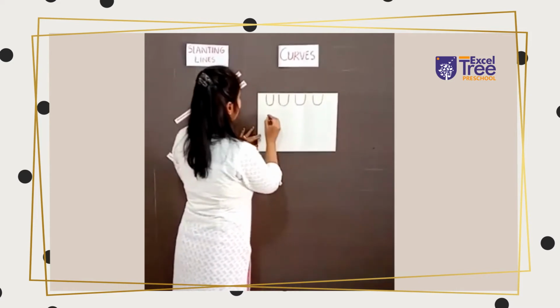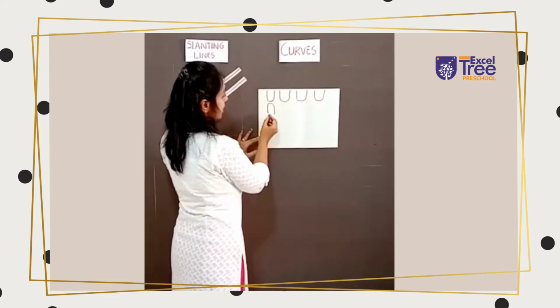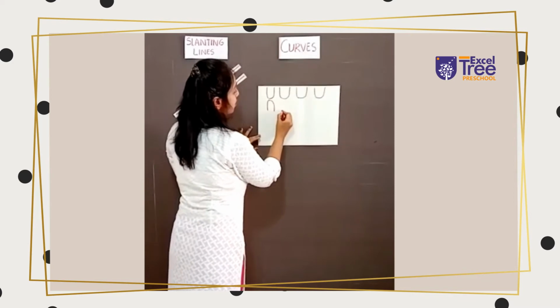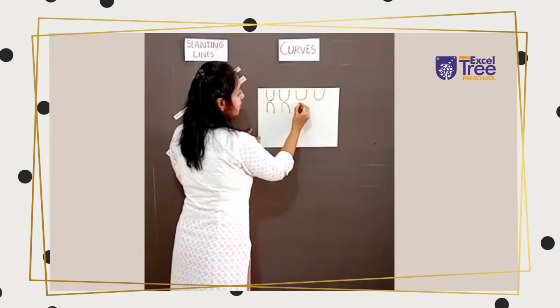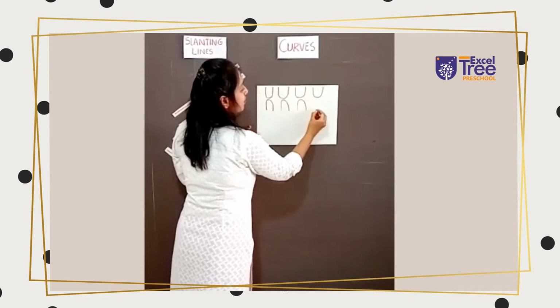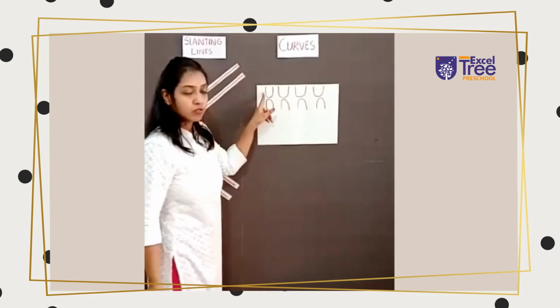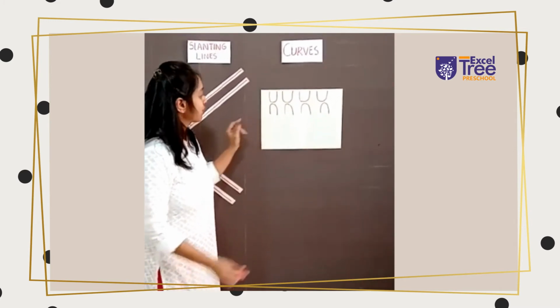Next is the downward facing curve. Can you see? This is going down. Downward facing curve. Upward facing curve. Downward facing curve.